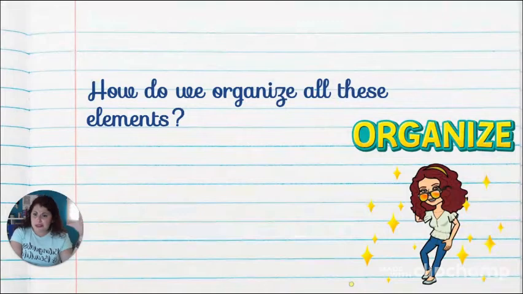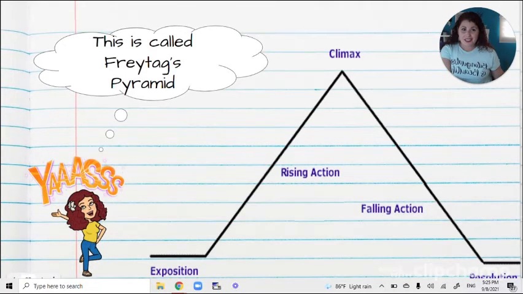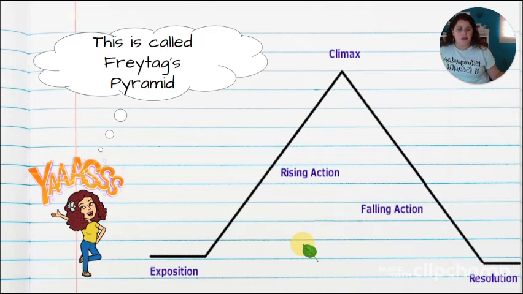Now, all of these different elements, how do we organize them? Well, we organize them in this beautiful pyramid that is called Freytag's pyramid. Freytag's pyramid, I don't know why we have to call it that. We call it sometimes the mountain, sometimes we call it the roller coaster. I like to call it the mountain. And here we have my exposition, my rising action, my climax, my falling action, and my resolution, which you can't see too well. There we go. If I press on the presentation, you can see it.